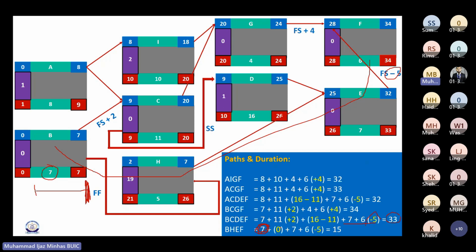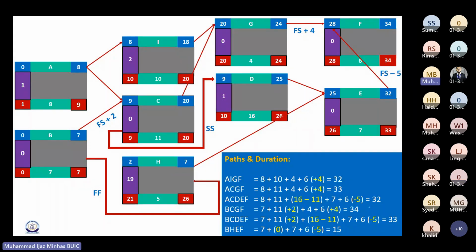So plus 0, and then 7 for activity E here, and 6 for activity F here, and this minus 5 is indicating the lead. So in total, the duration of this path is 15. So this is how we calculate the paths and their durations. Correct? Yes, sir. Okay.